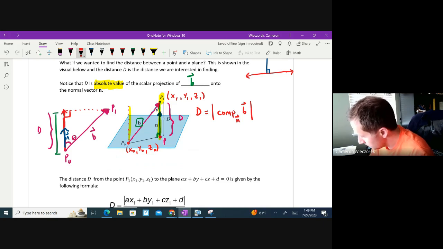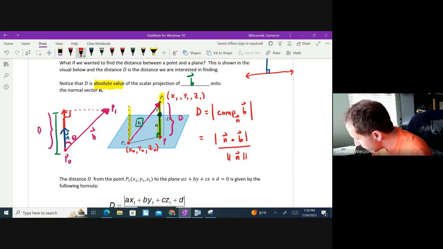Okay. Using our definitions, that would be the absolute value of the dot product of N dotted with B, divided by the magnitude of N. I don't need to put that inside the absolute value bars because that quantity has to be positive. It can't be negative.